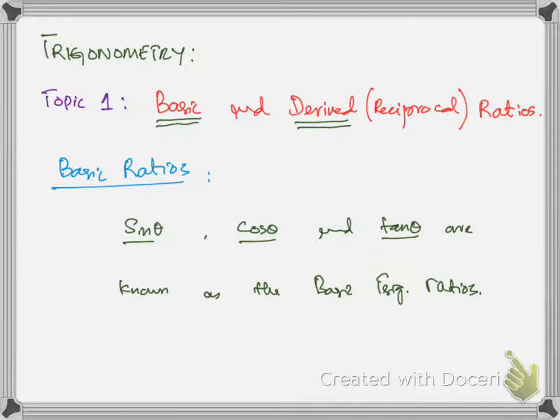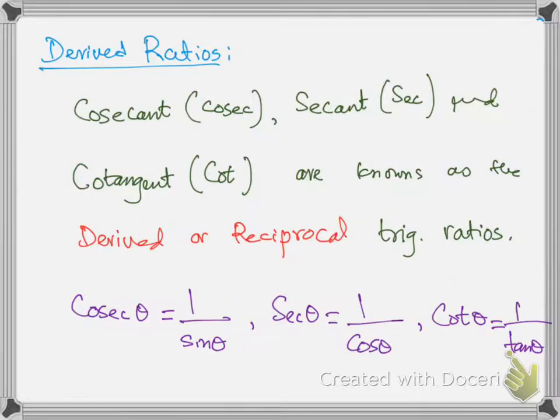Functions. Basic ratios. There are three basic ratios: sine theta, cos theta and tan theta. They are known as the basic trigonometric ratios. Drive ratios. There are three drive ratios: cosecant, which is known as cosec in short; secant, which is known as sec in short; cotangent, which is known as cot, are known as the drive or reciprocal trigonometric ratios. Cosec theta is the reciprocal of sine theta, sec theta is the reciprocal of cos theta, and cot theta is the reciprocal of tan theta.